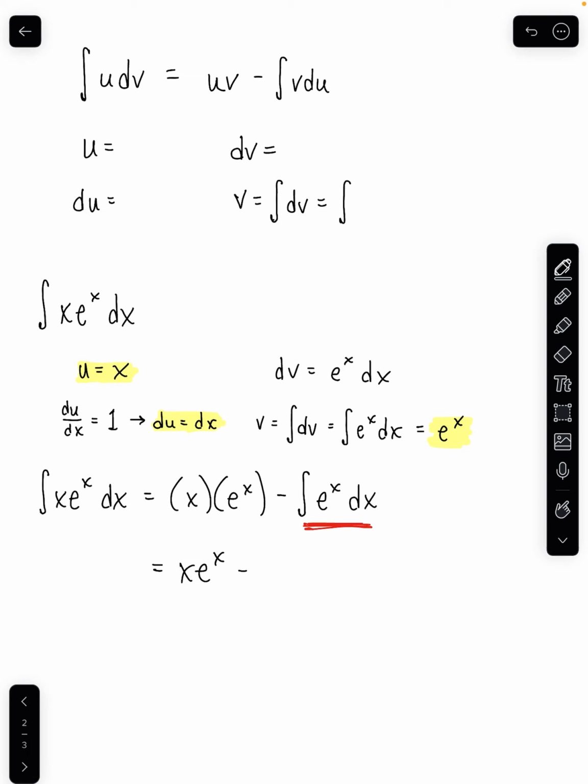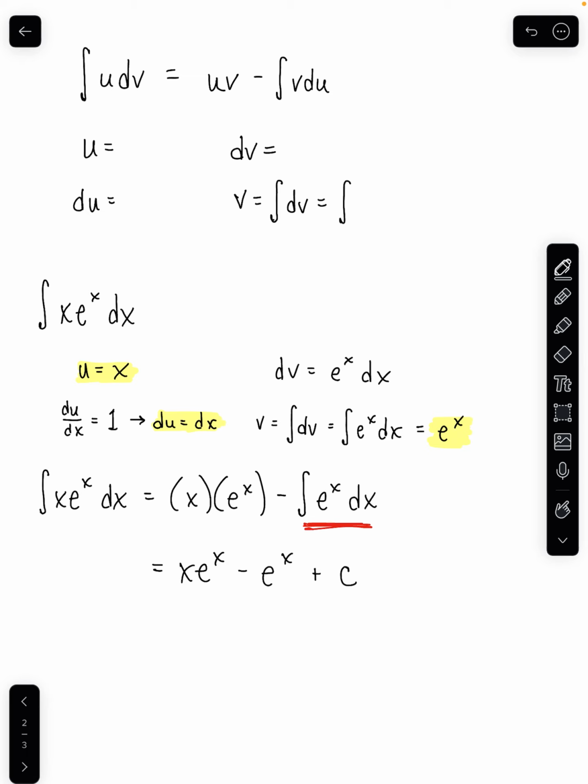The antiderivative of e to the x is simply e to the x. And now all of our integration is finished, which means now it's time to stick that plus c on there. So the integral of x e to the x is x e to the x minus e to the x plus c.